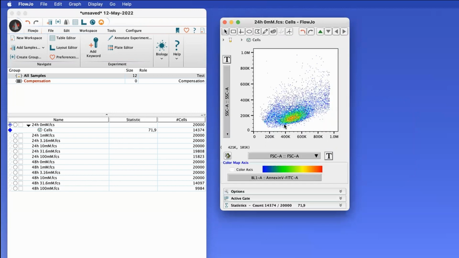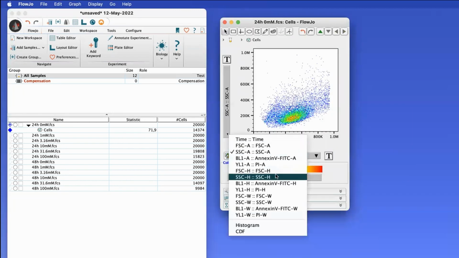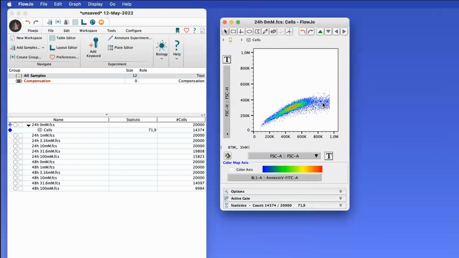Getting rid of the doublets is the same. So we'll do area versus height. Again, single cells, doublets. So we'll get our nice doublet gate set along there.